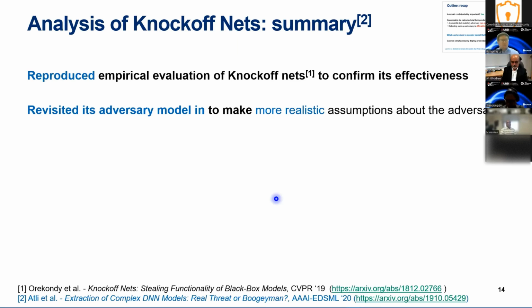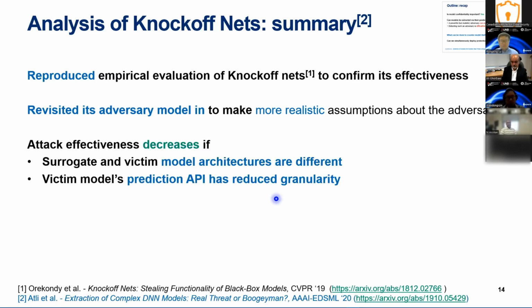conclusions were. So first of all, we did reproduce their knockoff nets attack and confirm that with their adversary model, their claims were correct. But then we started revisiting the assumptions. So here's a summary of what happens if the assumptions change. So first of all, they assume that the attacker doesn't know anything about the victim model, not even the task, and certainly not the architecture, and certainly not the weights. But in all the experiments, they use the same architecture for the surrogate model and the victim model. And we confirmed that if they are the same, the attack is quite successful. But if they're different, then the attack effectiveness goes down.